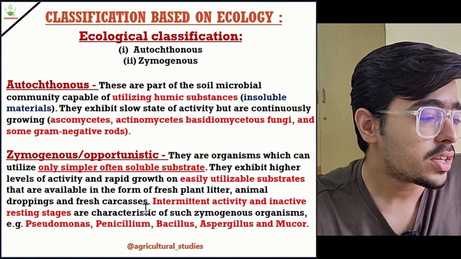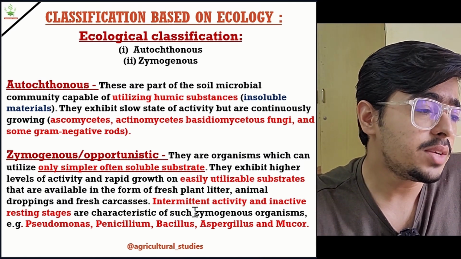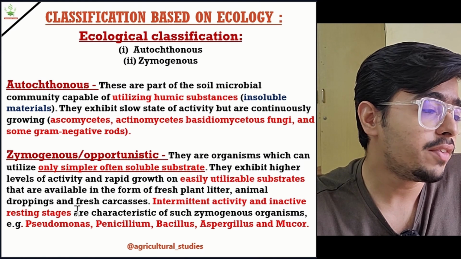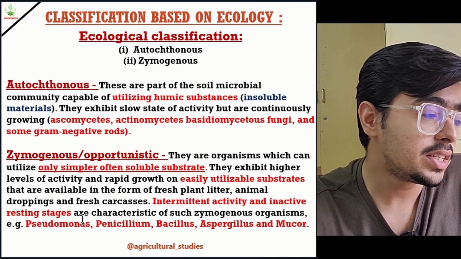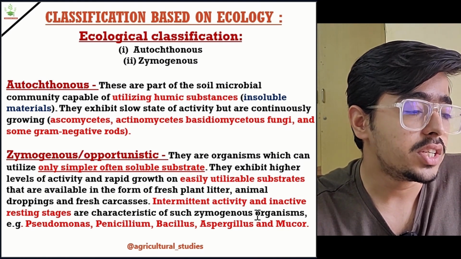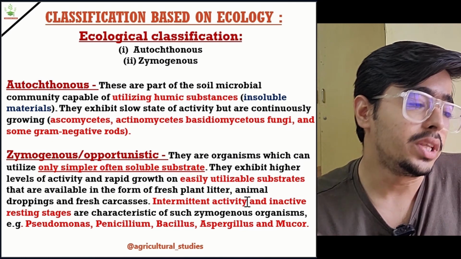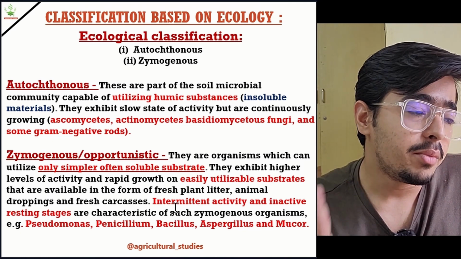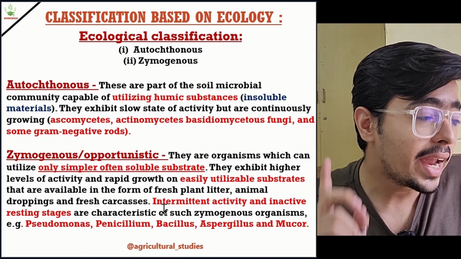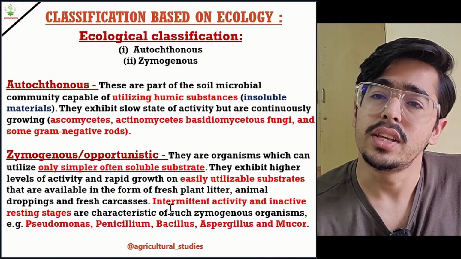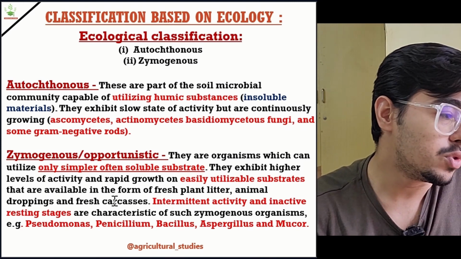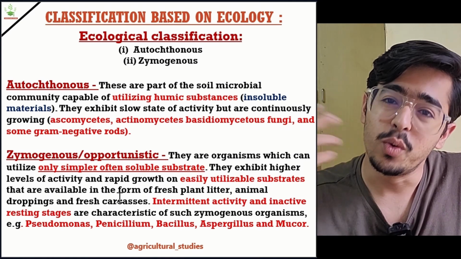and fresh carcasses. Then there is an important line: intermediate activity or an inactive resting stage are characteristic of such zygogenous organisms. So we should know the two main stages, intermediate activity and the inactive resting stage. These are some characteristics of zygogenous. Then we should know the examples.